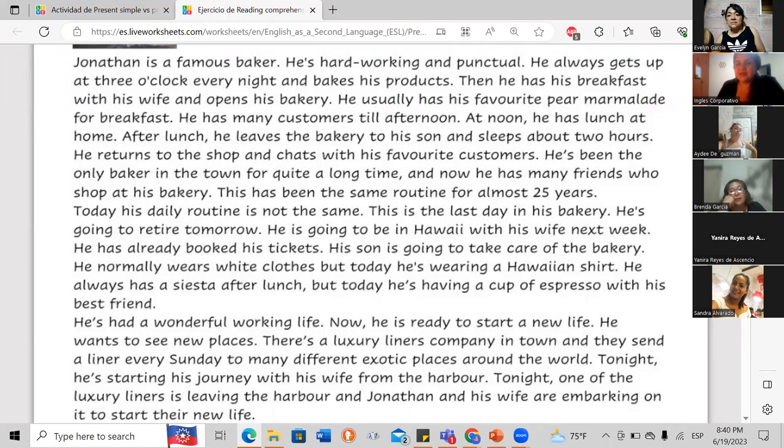Try to read, try to search for a short paragraph according to your level, of course. De acuerdo a su nivel, try to search for paragraph information that you can understand. And you will be able to have a better reading comprehension, okay?